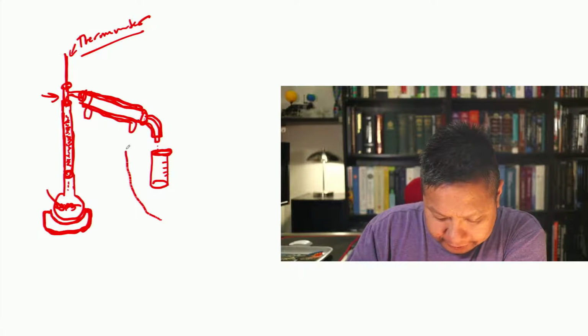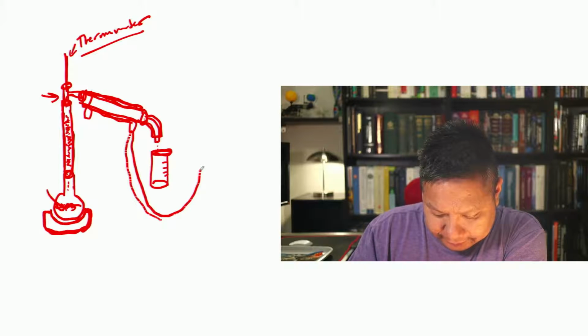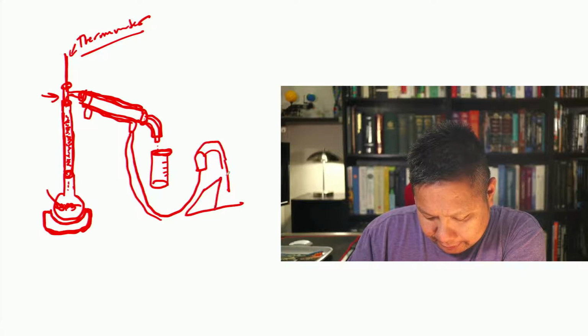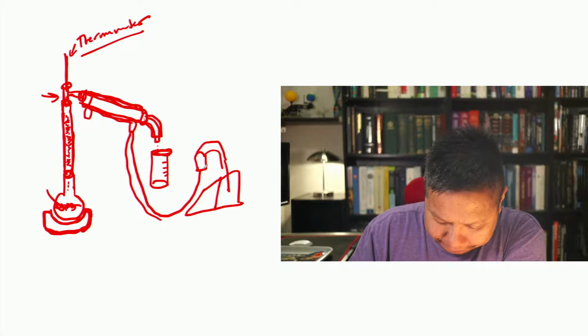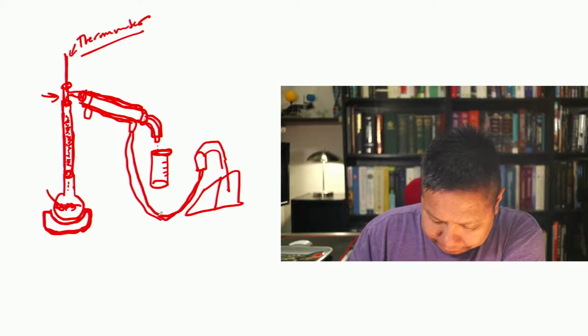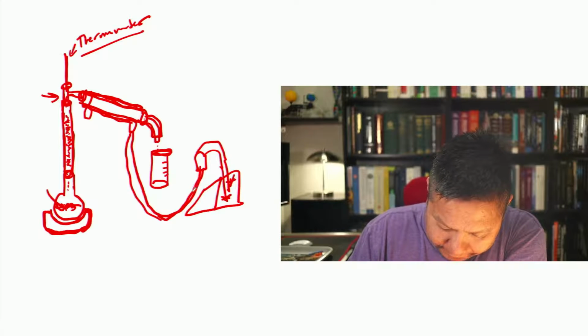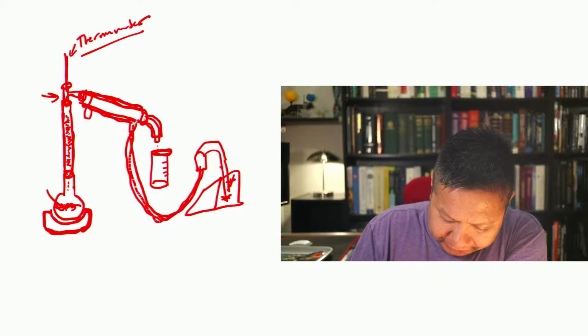And this hose attaches to a faucet, with a sink. It kind of looks like a faucet, right? And so water will flow. You'll turn on the sink, and the water will flow up the hose into the condensing column.